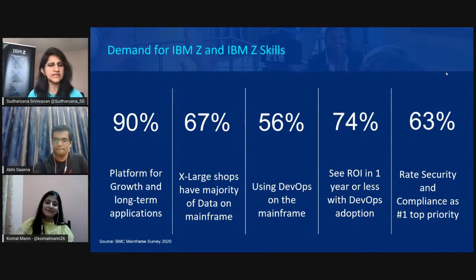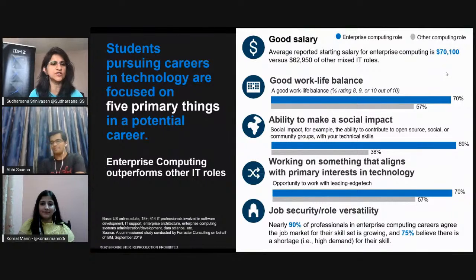All right. One last slide, which is to get students further excited about an enterprise computing career. In 2019, IBM commissioned a study with Forrester, polling students about pursuing careers in technology, and five primary things were important to students. Salary topped it, no surprise there. A good work life balance, again, no surprise there. The ability to make a social impact, working on something that matters and will make a difference in the world. Working on really cutting edge technologies, and job security. That was a big thing for students. Across all of these five primary areas, enterprise computing outperforms other IT roles. So, something for students to keep in mind.